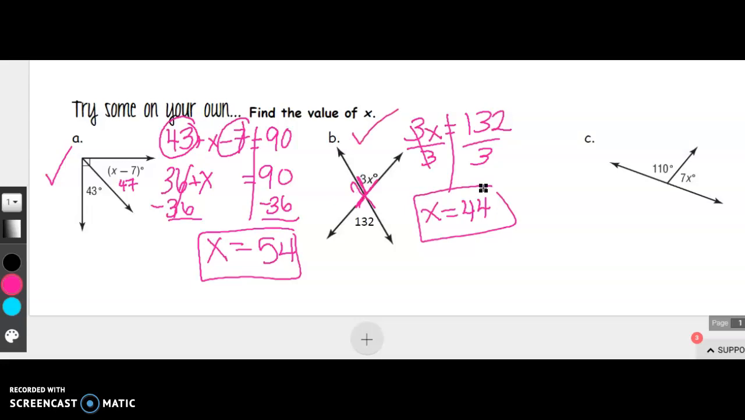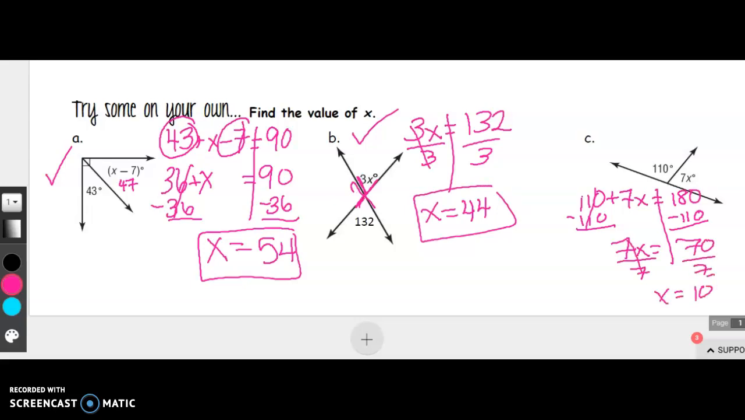Our last one is a straight angle. What should those add up to for supplementary? They should add up to 180. So if I have 110 plus 7x equals 180, draw my line. I can't combine the 7x and the 110, so I'm going to subtract 110 from both sides. I get 7x equals 180 minus 110 gives me 70. Divide both sides by 7, so x equals 10.